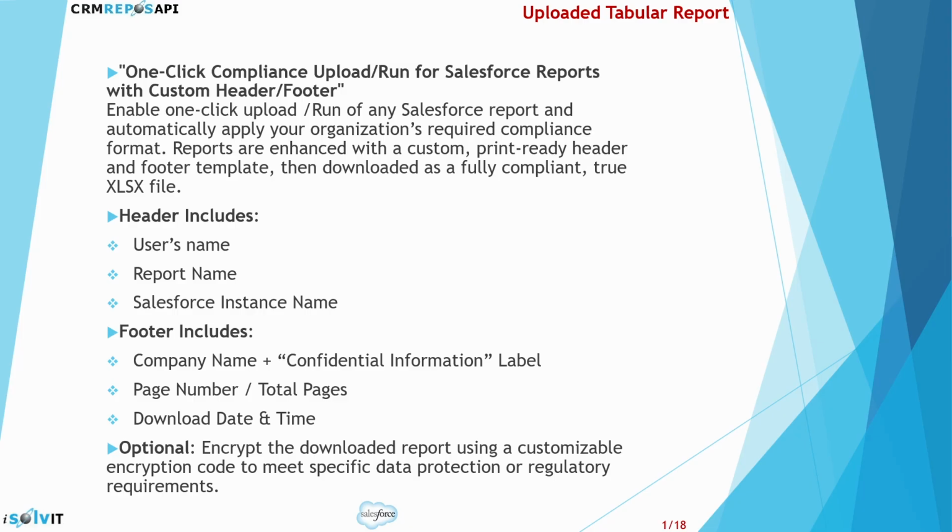The footer. The footer left: the user company name combined with the required confidential information label. The footer middle: page number over total pages, generated dynamically when the XLSX is created. Footer right: the export date and timestamp, applied at the moment the report is formatted.